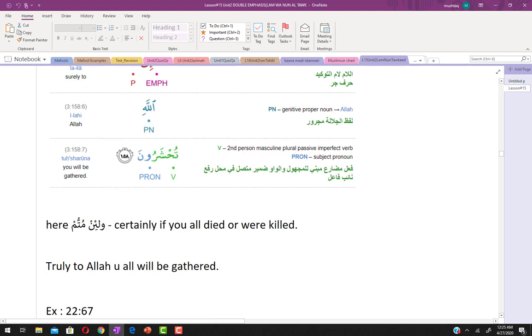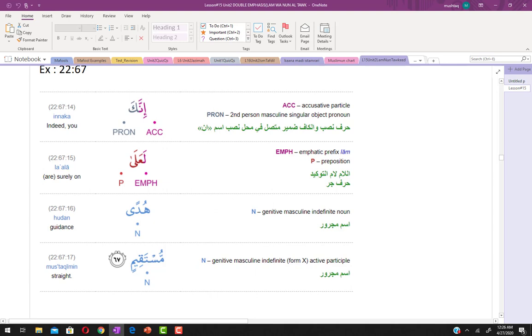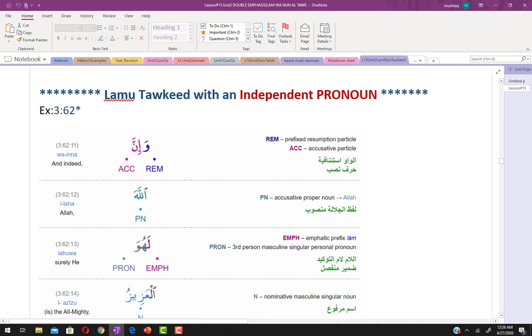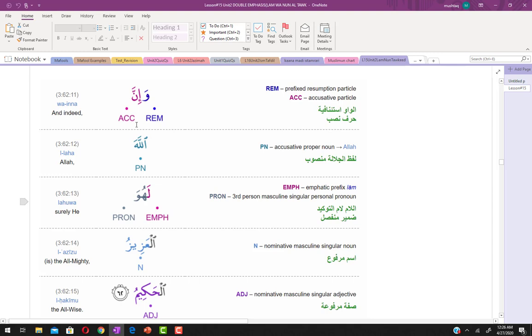And one more example is innaka la'ala hudam mustaqim. Again, lam al-tawqid comes with the huruful jar ala. So indeed, you are surely on straight guidance. Next, lam al-tawqid with an independent pronoun. Wa inna Allaha lahuwa al-azizul hakim. So here we have innallaha, and indeed Allah, la huwa. So the lam al-tawqid comes with the pronoun huwa, right? Surely he, al-aziz, al-hakim, is the almighty, the all-wise.